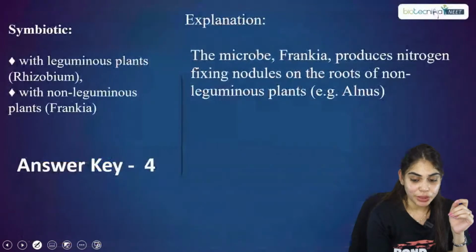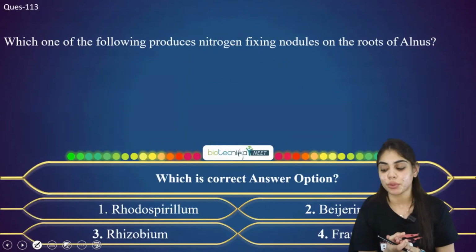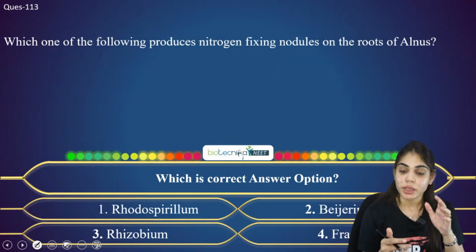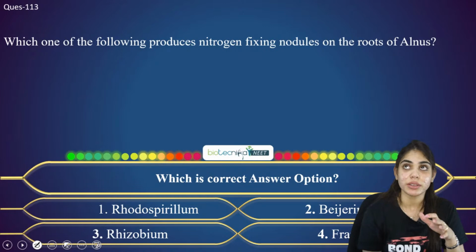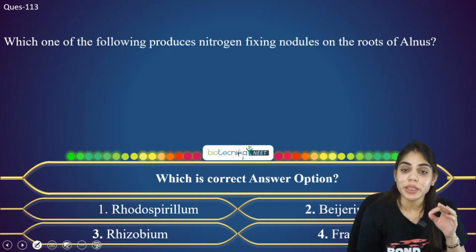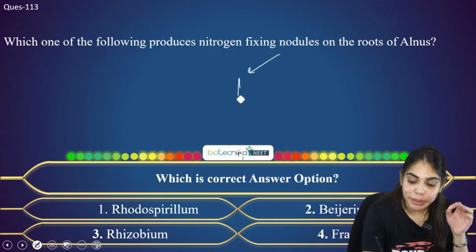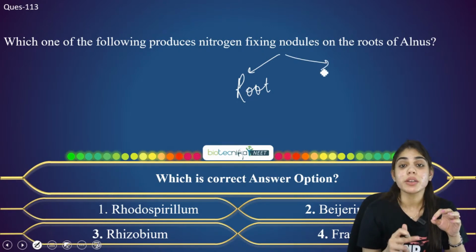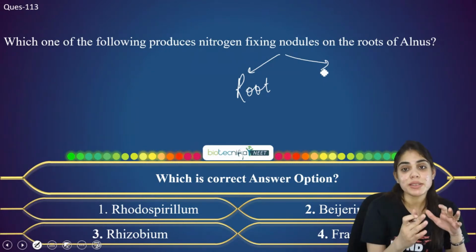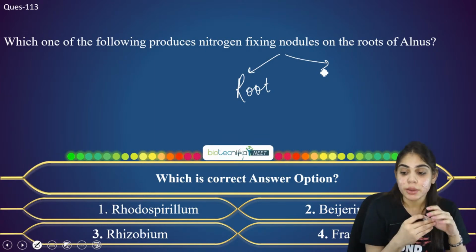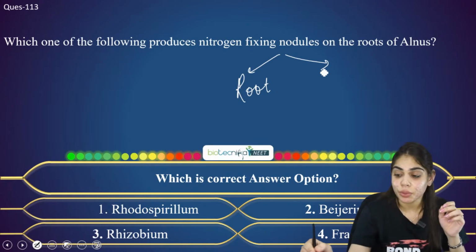Which one of the following produces nitrogen fixing nodules on the roots of alnus? Now we all know that there are two types of nitrogen fixer. The one that can fix the atmospheric nitrogen that is present in the free form in the atmosphere into the leguminous plant. And in which area of the leguminous plant? Into the roots. But the other one fixes the nitrogen that is available in the atmosphere in the roots of the non-leguminous plant. Okay, means symbiotic relation is taking place either in leguminous or non-leguminous plant. But now it is asking you about the roots of alnus.